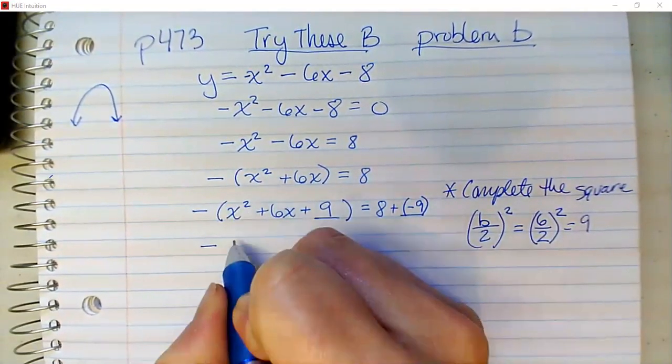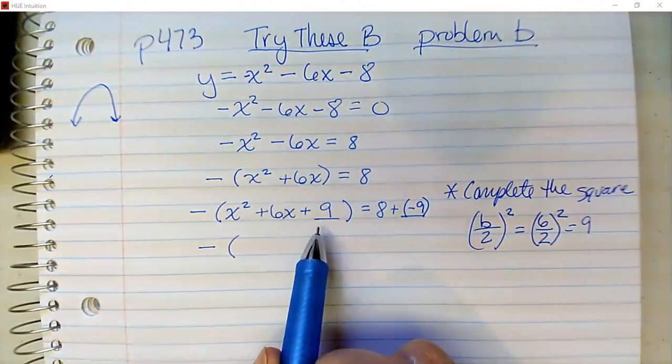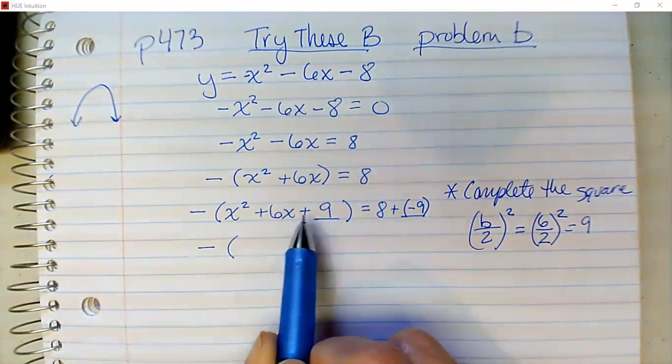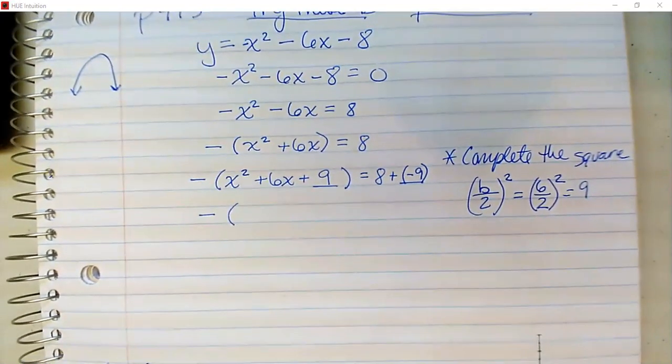Let's bring down our negative sign. We have a perfect square trinomial, so let's factor it into a binomial squared. I need factors of 9 that add up to 6. Factors of 9 that add up to 6, that would be 3 and 3.